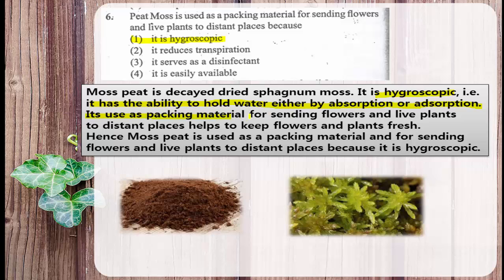Its use as a packaging material for sending flowers and live plants to distant places helps to keep the flowers and plants fresh, because it holds the water. There will be no drying of plants or flowers even though they are transported to long distance places. Hence, peat moss is used as packaging material for sending flowers and live plants to distant places because of its hygroscopic nature. So the right answer for this question is option 6.